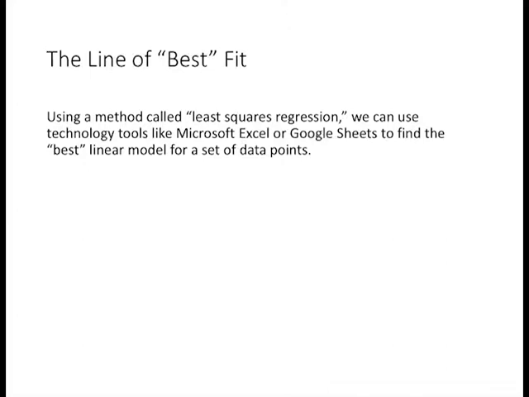All right, now let's move on to this idea of finding the line of best fit. So what we're going to see is using a method called least squares regression, and you don't need to worry too much about what that actually means. Feel free to Google that if you're interested in learning a little bit more. But it's just a method for finding what we call the best fit. And that's not something that we can really do by hand. So we're going to use Microsoft Excel, and I'm also going to show you how to use Google Sheets to find this least squares regression with the best linear model for a set of data points.